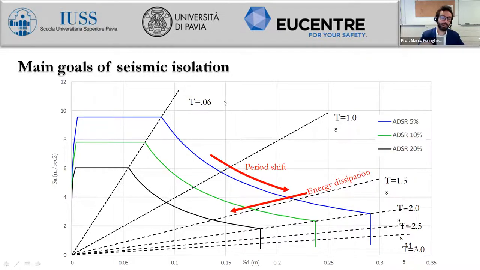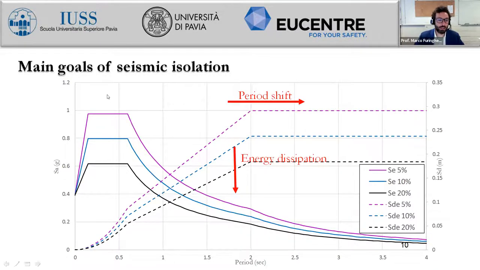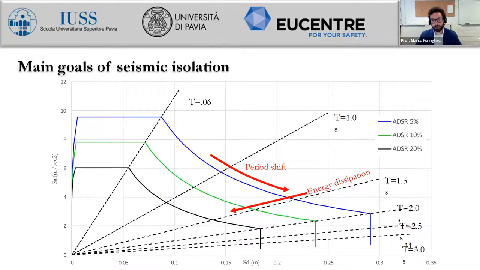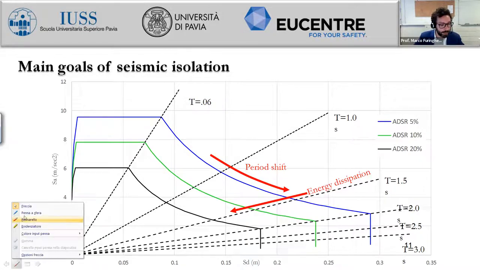Okay, so in the previous representation of spectra, for instance, we have the information of period directly on the horizontal axis. In the ADRS spectra, we have the information of period for all the lines which pass through the origin of the reference system. Just because we know that this line has an equation, which is y equal to alpha, which is just a constant value, times the horizontal coordinate. So I can just try to write it.